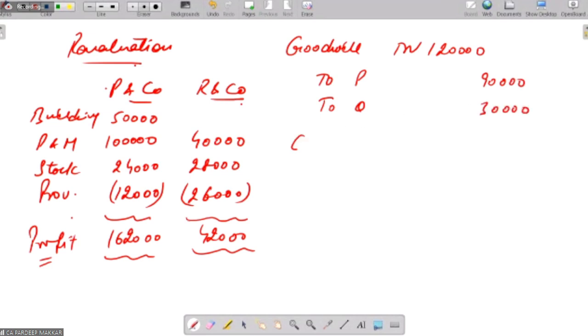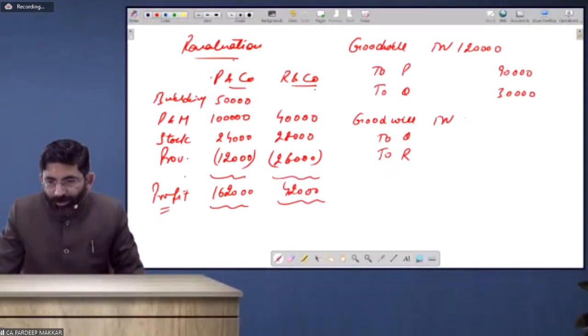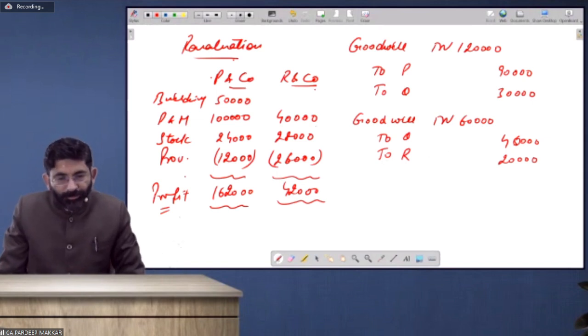In the same way, in the books of Q and R company, goodwill will be debited to Q to R. 2:1. Value is 60,000. That is 40,000 and 20,000. 2:1. So this is clear.